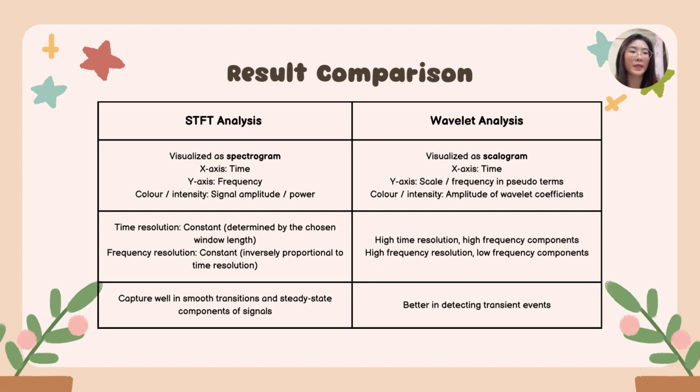Then, about the wavelet analysis result, it is visualized as a scalogram, where the x-axis represents time, the y-axis represents scale or the frequency in pseudo terms, while the color or intensity represents the amplitude of the wavelet coefficients. The resolution of this analysis varies adaptively, with high time resolution for high frequency components and high frequency resolution for low frequency components. This wavelet analysis is better at detecting transient events like sudden spikes or frequency shifts.